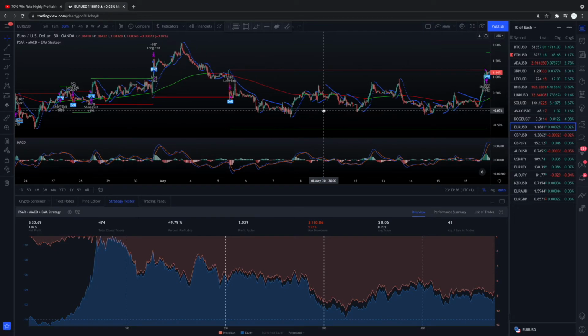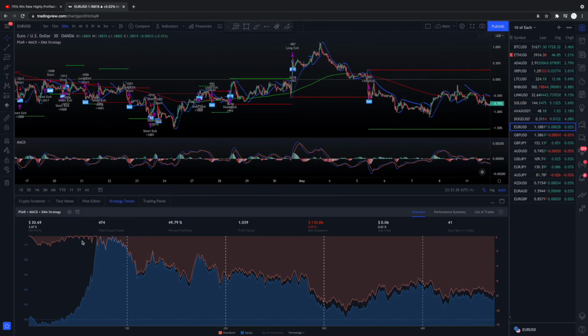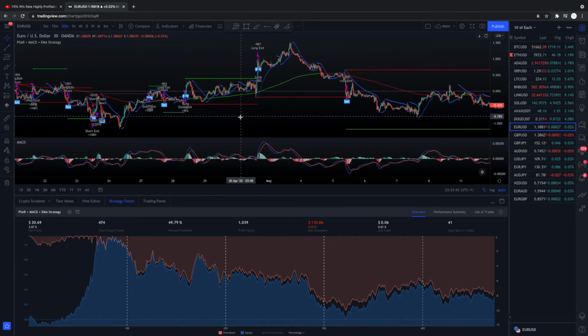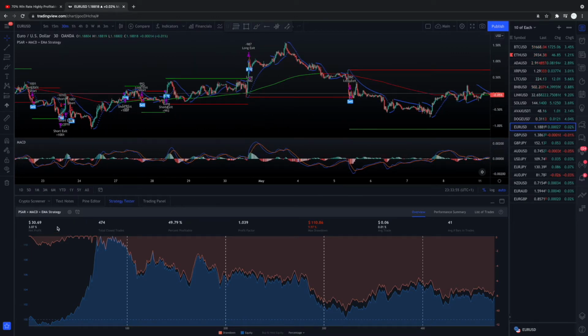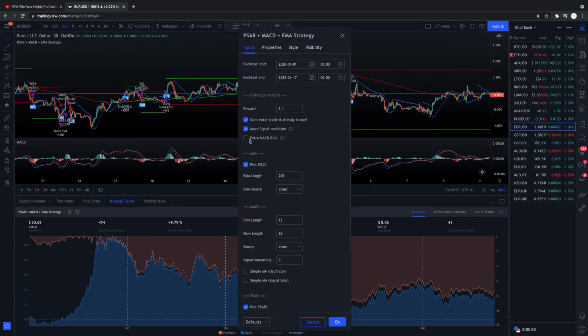For example, I added in one simple condition because 474 trades is a decent amount. We need to make it a bit more profitable, so I added the condition that the MACD has to be below the 0 line for an entry long, and above 0 for an entry short. You'll see what it does. It's going to filter down the trades a lot, so I've just put it here.